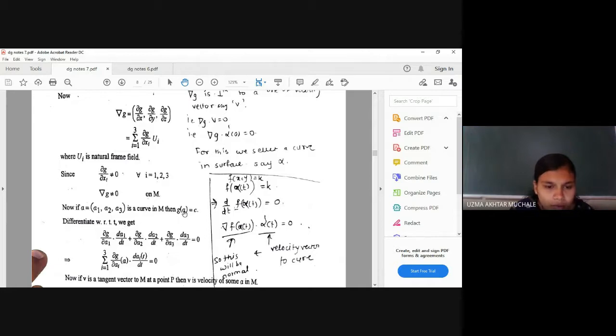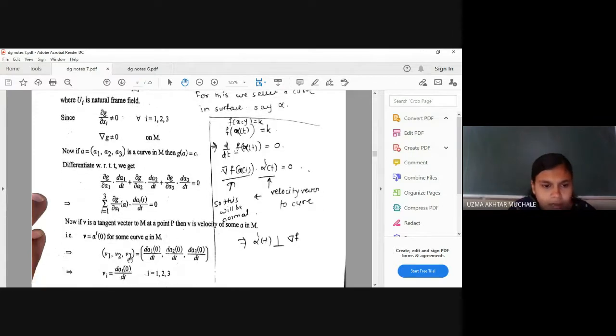So now we have to differentiate G(alpha) equal to c. What will be the differentiation? ∂G/∂a1 times da1/dt. I have to use a partial derivative because G is a function of alpha, and alpha is a function of t. That is, alpha is in terms of a1, a2, a3, and those are nothing but some functions of t. So alpha is a single-variable function. Alpha is any curve, a function from an open interval I to E3 space or surface M. So now we have to find the partial derivatives, and here we get these partial derivatives.